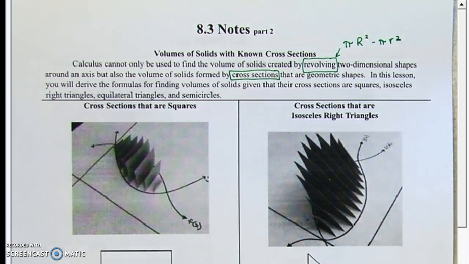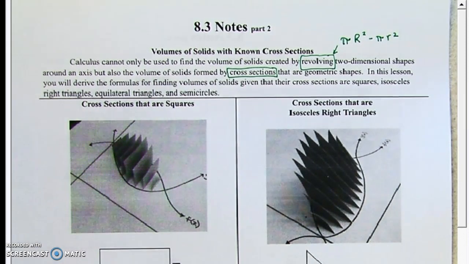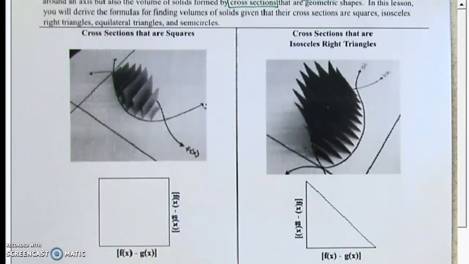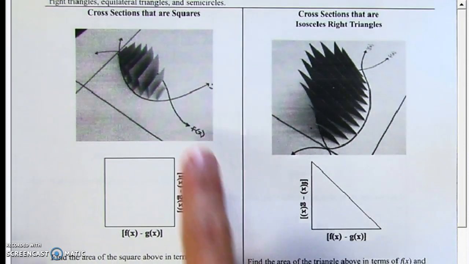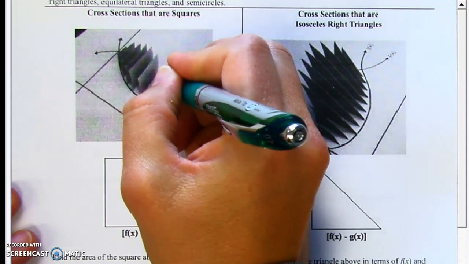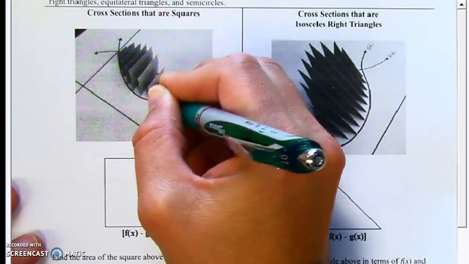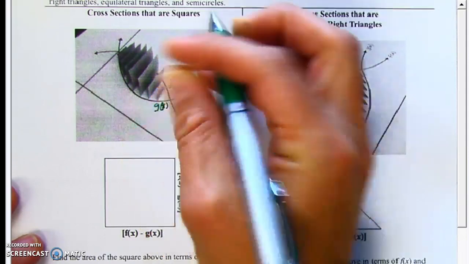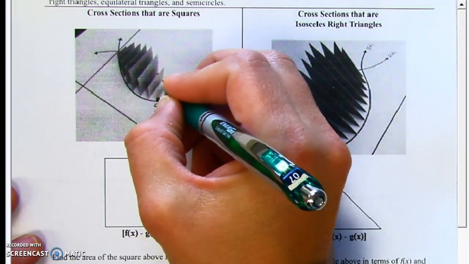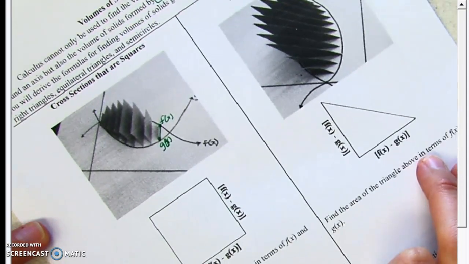Here we go. Okay, so this is like an official page of notes with formulas, and then we'll get to the examples in class. So if we have a cross section that are squares, then in this little picture here, you see how this is a graph of F and this is G. Okay, so the length here is F minus G. It's just turned, it'd be like that, F minus G.